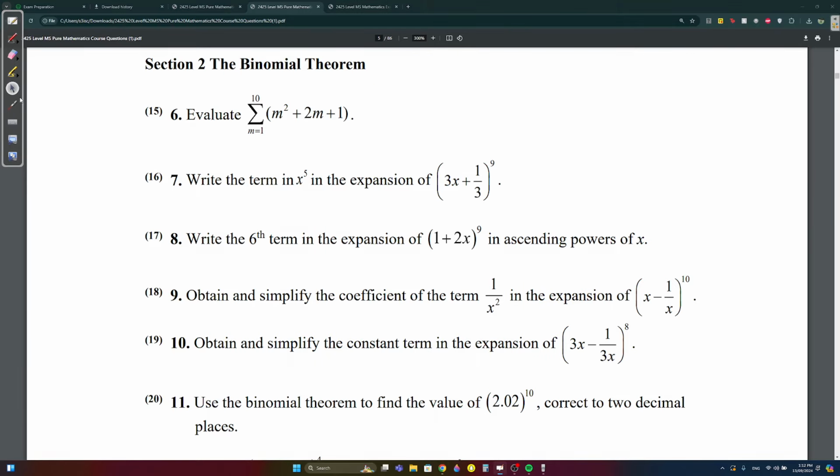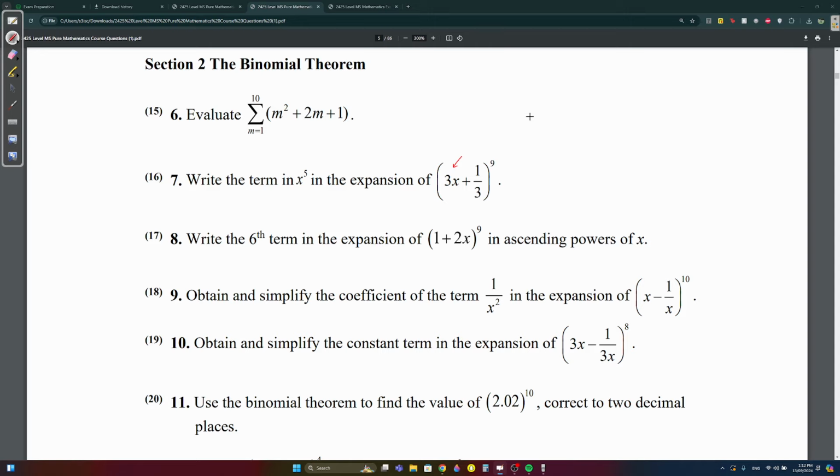Question 7. Write the term in x to the power of 5. Okay. We started binomial expansion. Whenever you see any binomial expansion question, you can go through these steps, because people are still confused. First, check: do I have x in one term or two terms? In this case, it's only in one term, the first term.